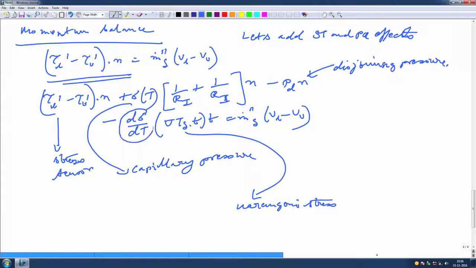because you have this gradient, dσ/dT. So you have a Marangoni stress if there is a temperature variation. And this is basically the momentum transfer due to inertia.